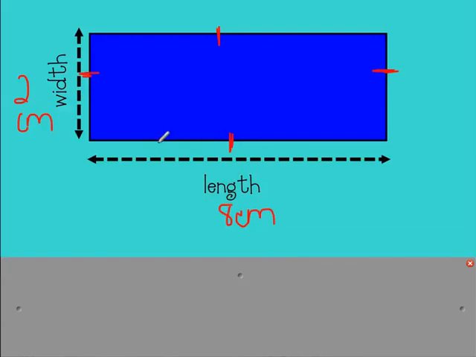And like we said, if the length on this side is 8 centimeters, the length on this side is 8 centimeters. And if the width over here is 2 centimeters, then I know that the width over here is 2 centimeters.